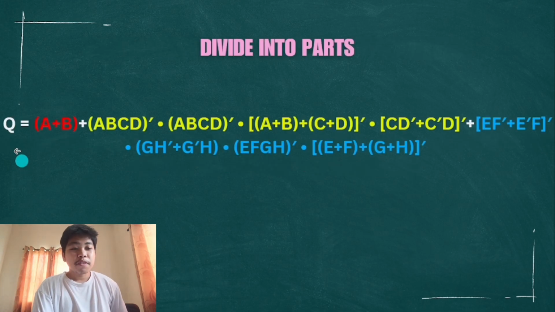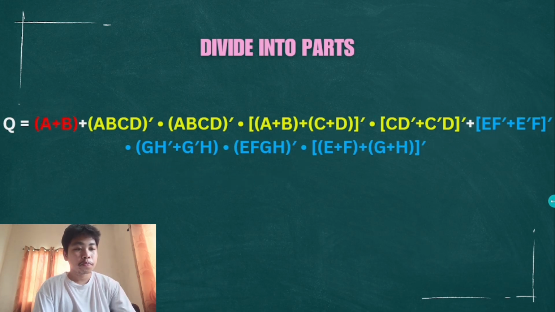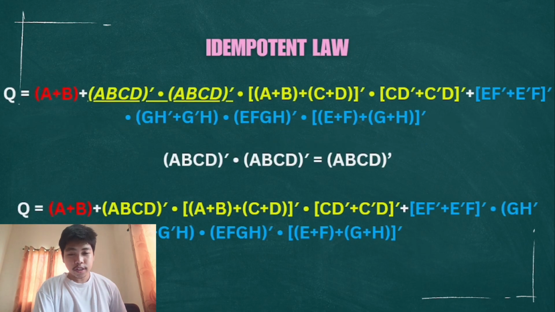Okay. Before we simplify, I decided to divide it into three terms so that at least we could reduce its complexity. As you can see here, A plus B is our red term, and this term is our yellow group, and this one is our blue group. Okay, let's start to simplify.